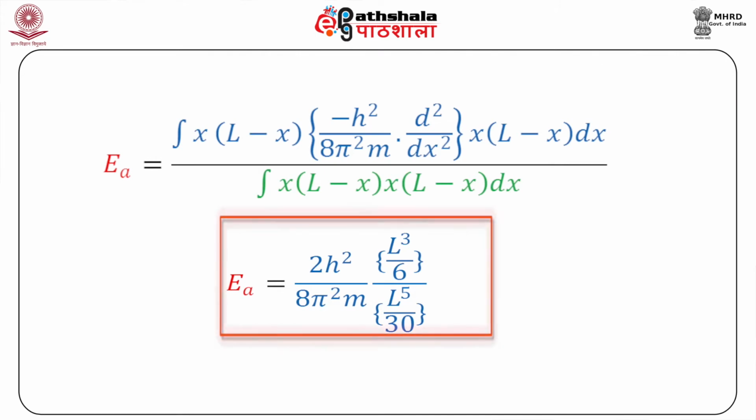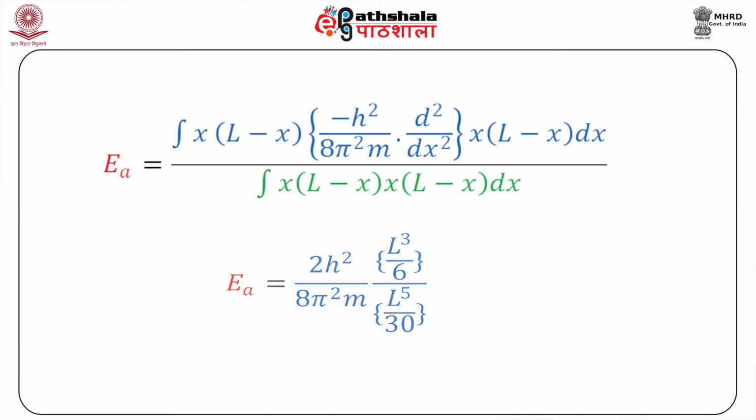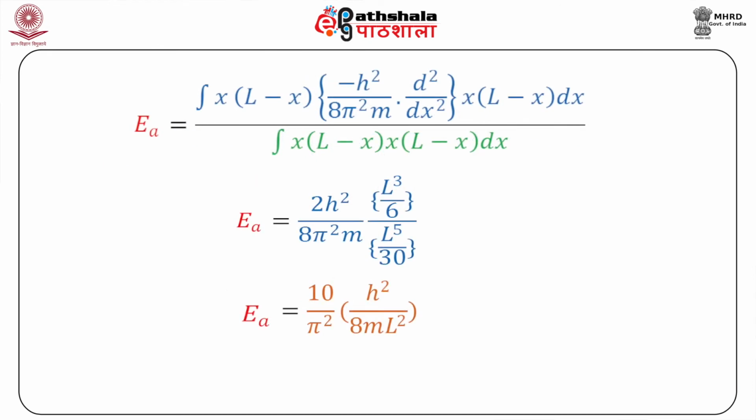which on integration gives 2h square upon 8 pi square m into L to the power 3 by 6 upon L to the power 5 upon 30, which on simplification gives 10 by pi square into h square upon 8 m L square, or one can say the approximate energy E_A is equal to 1.014 into h square upon 8 m L square as given in equation 6.